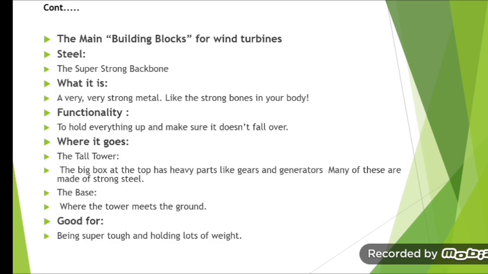The first one is steel. Steel is the super strong backbone. It is a very strong metal, like the strong bones in your body. The functionality of steel is to hold everything up and make sure it does not fall over. Where it goes in the wind turbine: it is present in the tall tower, where the big box at the top has heavy parts like gears and generators. Many of these are made of strong steel.